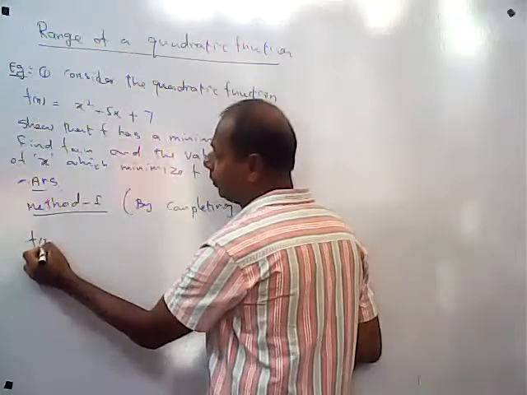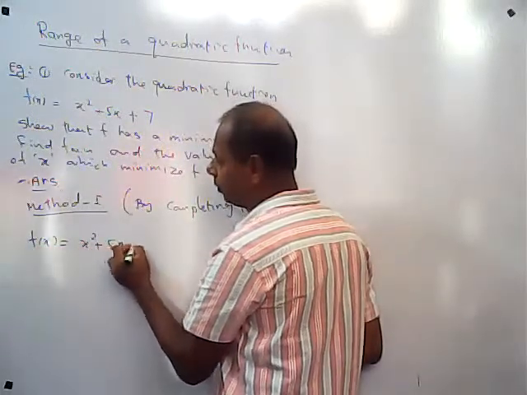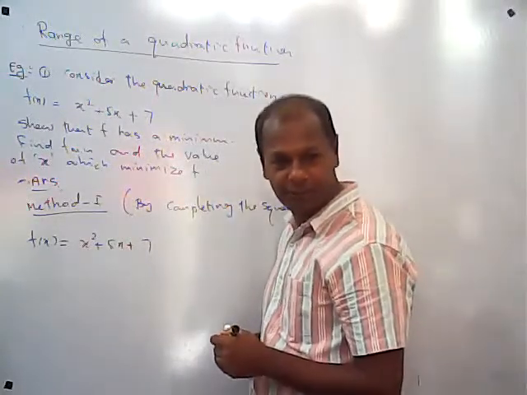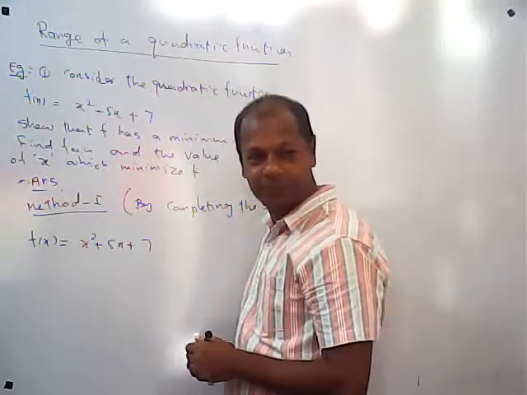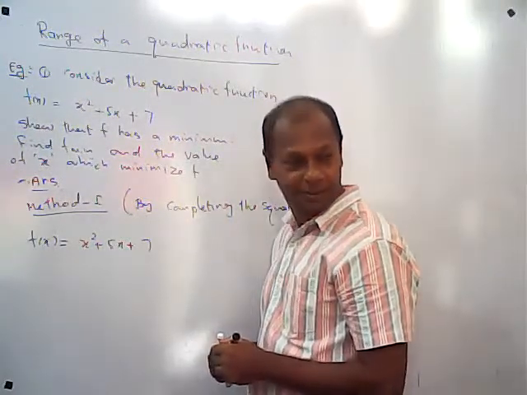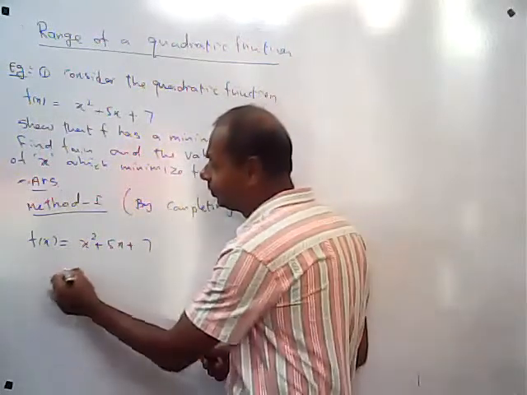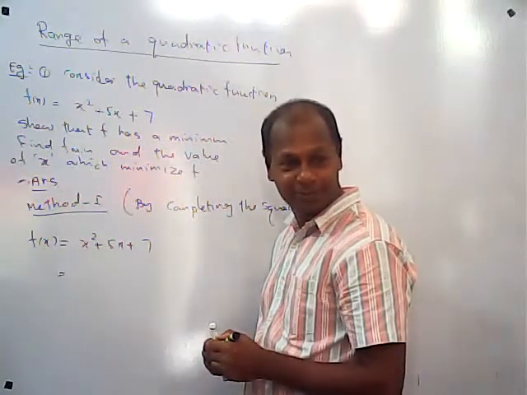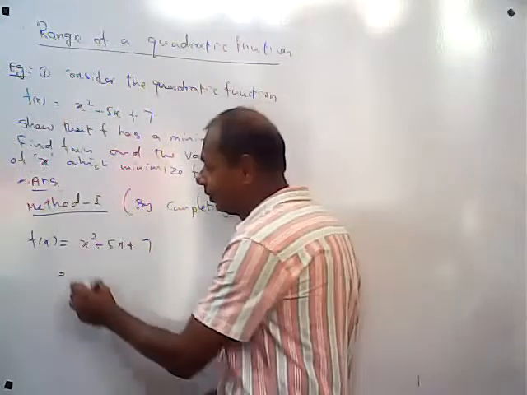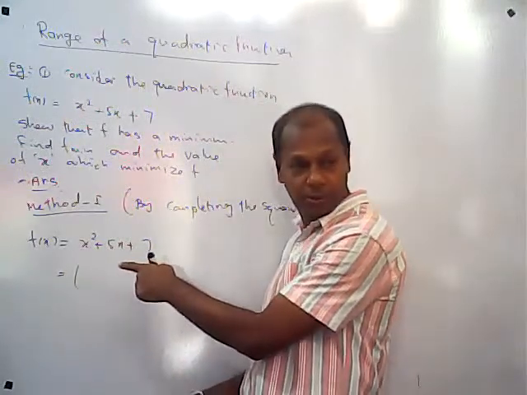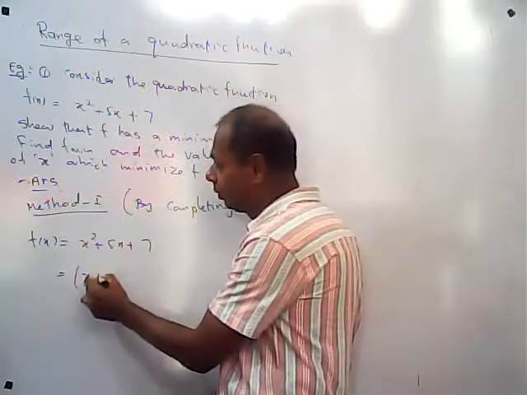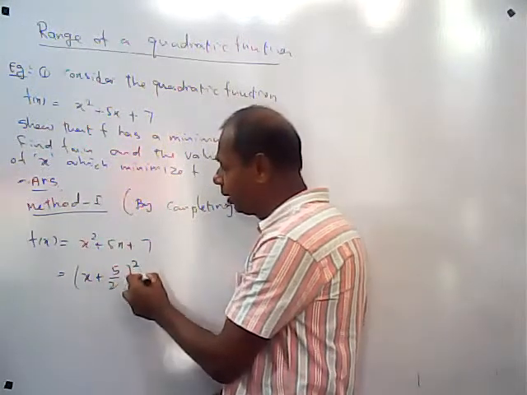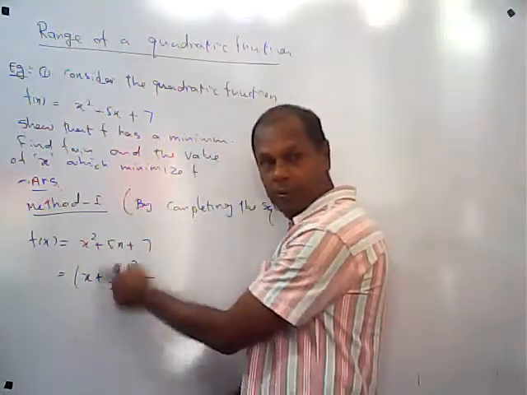Okay. f(x) equals x squared plus 5x plus 7. The method is by completing the square. Then get started. To complete the square, you write: when you complete the square, it has to be x plus half of this, 5, squared, then minus square of this.